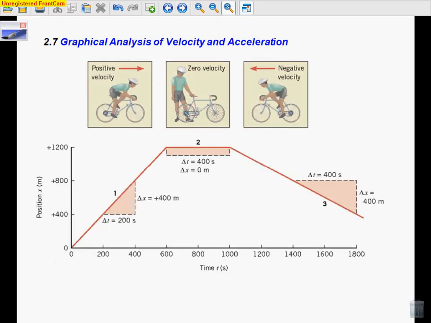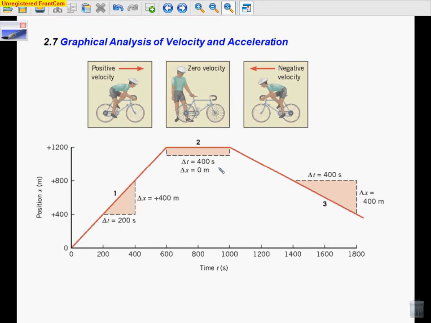Next page. Alright, here's a graph of 3 different motions. We have a biker, and he's starting out going in the positive direction. For the first 600 seconds, he's pedaling in the positive direction, and he goes 1,200 meters. So that's 1.2 kilometers.